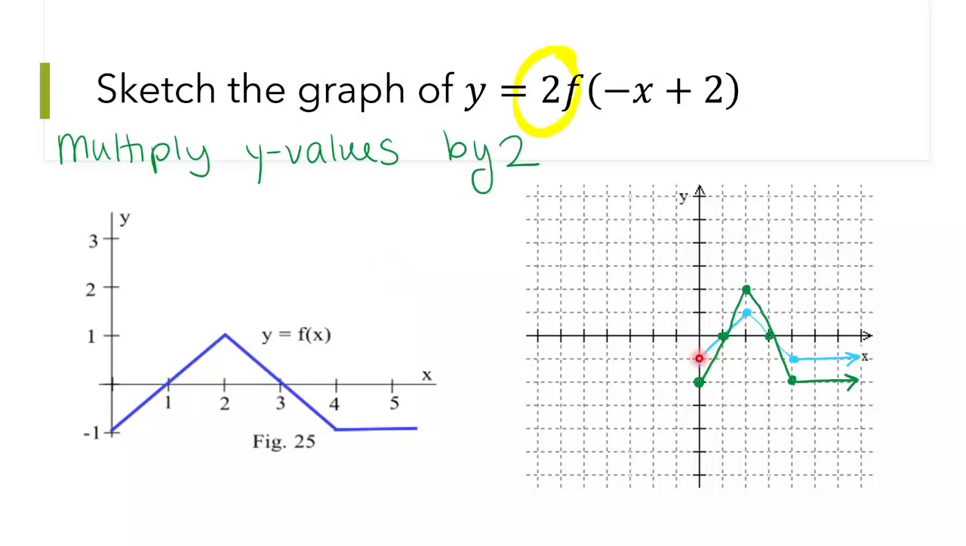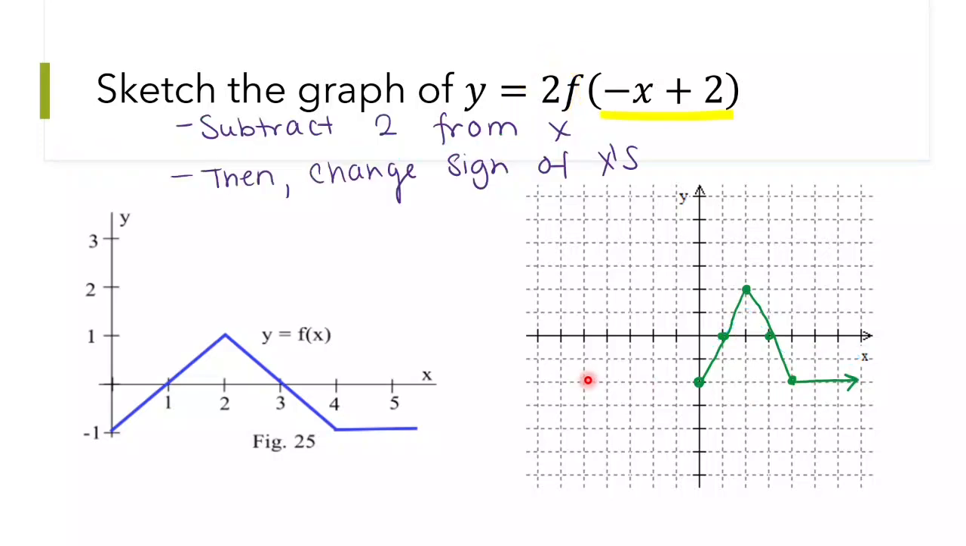So the point that was at (0, -1) is now at (0, -2). The points that had y values of 0 will stay where they are. The point that was at (2, 1) is now at (2, 2). And my horizontal line, which used to be at -1, has doubled. Now it's at -2. So in green is my graph with that vertical stretch. I've taken the object and stretched it vertically.